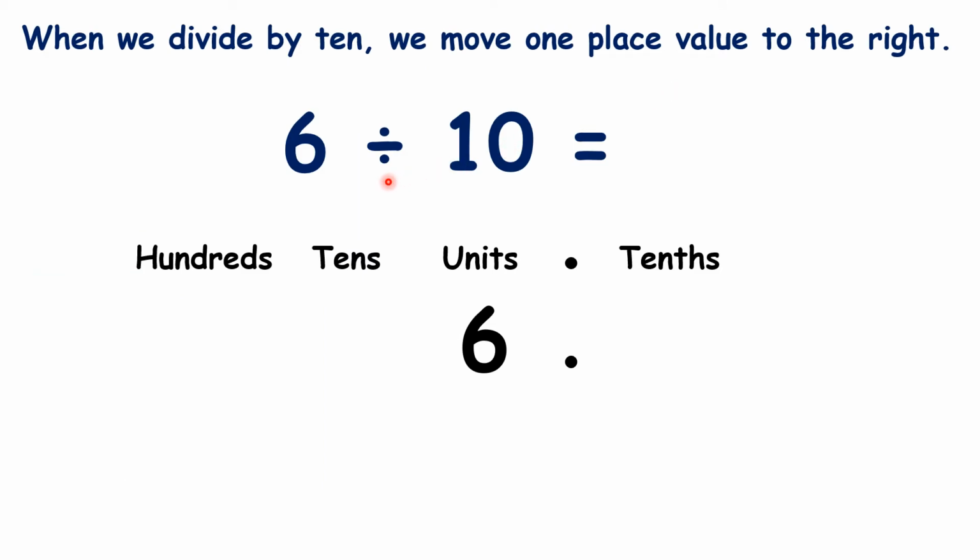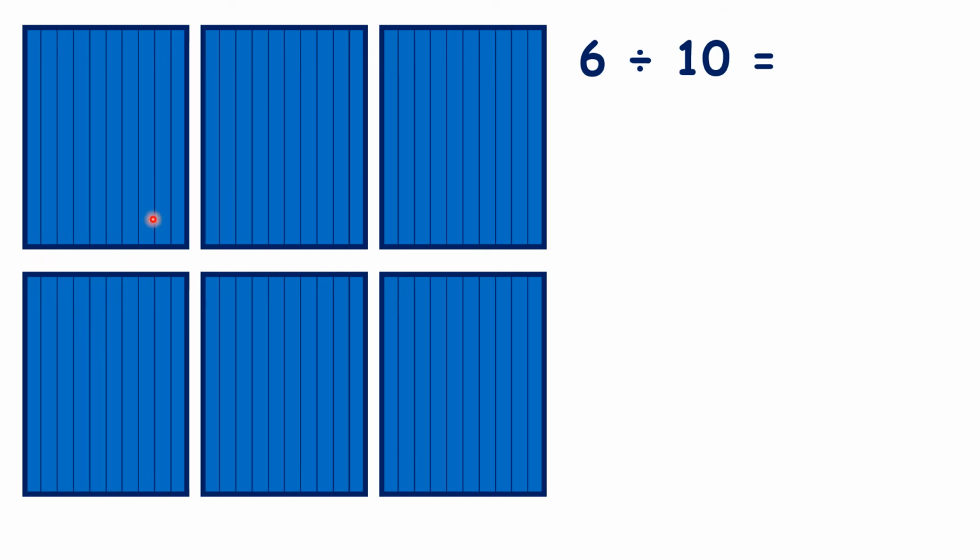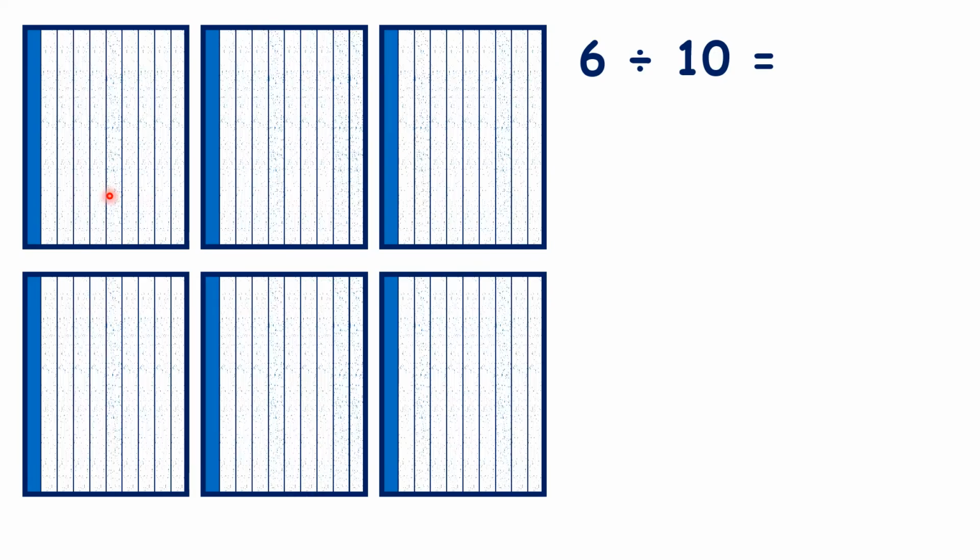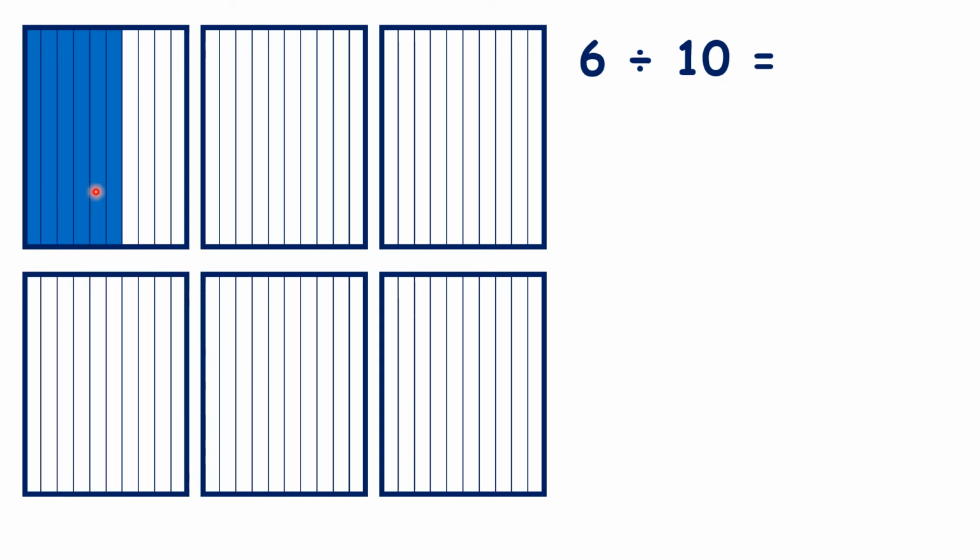So what is 6 divided by 10? Well, moving the digit one place value to the right, you can see that we now have 6 tenths, which we can write as 0.6. And again, if you have 6 rectangles but keep only 1/10 of each one, you only have enough left to make 6 tenths of one rectangle, so 0.6.